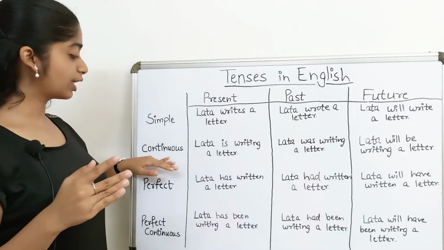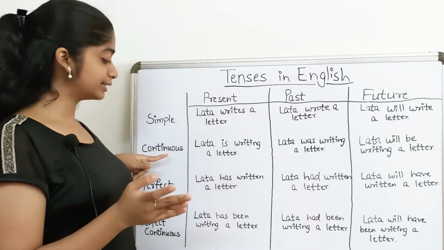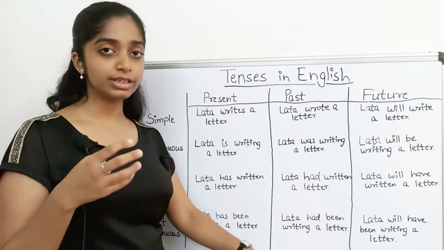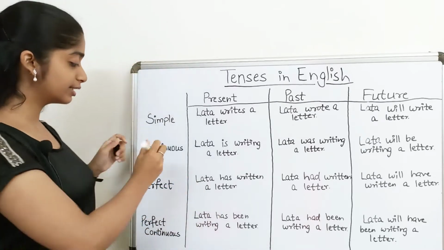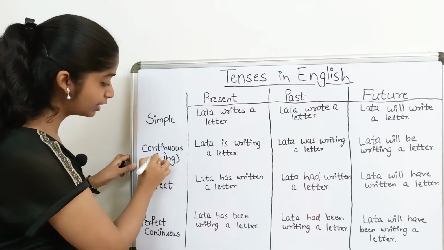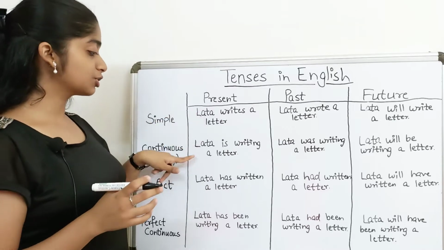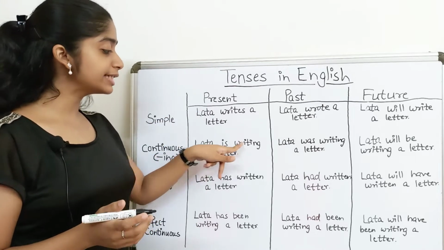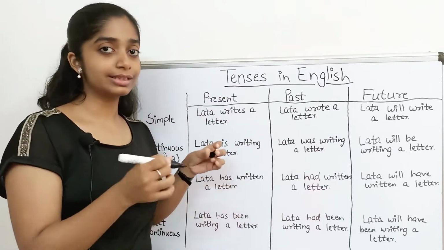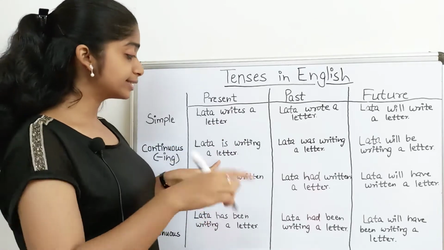Moving on to the next one, present continuous tense. Now whenever the tense is continuous, you will always find an ing in the sentence. Continuous means ing. Okay, so a present continuous tense sentence would be Lata is writing a letter. She is now writing a letter. This action is being performed now. Okay, it is in process.